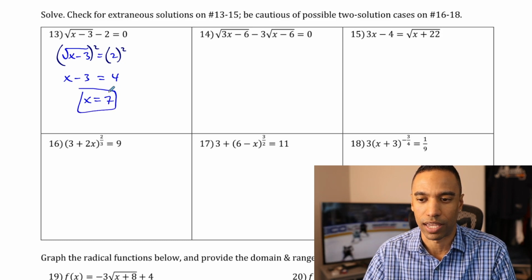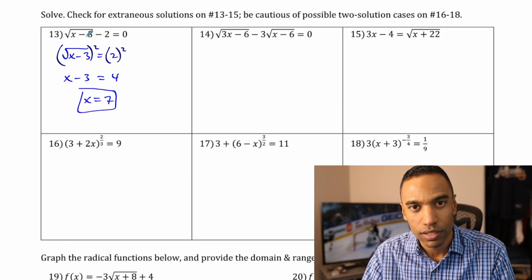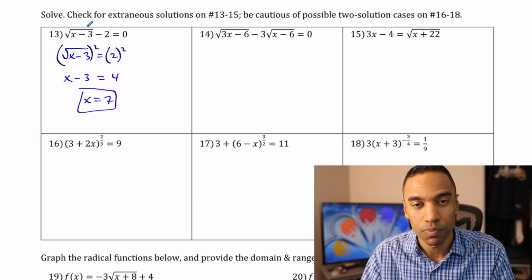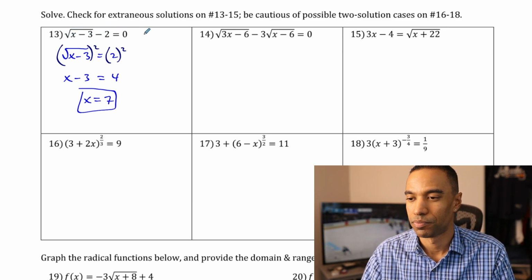We can check it out. It should work out. 7 minus 3 is 4. Square root of 4 is 2. 2 minus 2 is 0. It's good.